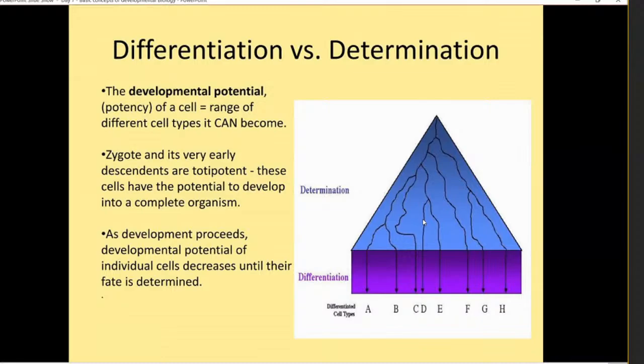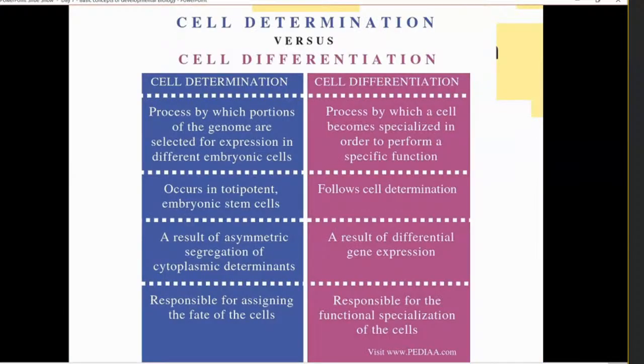Here is a comparison table. It's a very important concept for understanding. Cell differentiation occurs at the totipotent and embryonic cell stage. One very, very important thing is that determination happens in the totipotent cells.